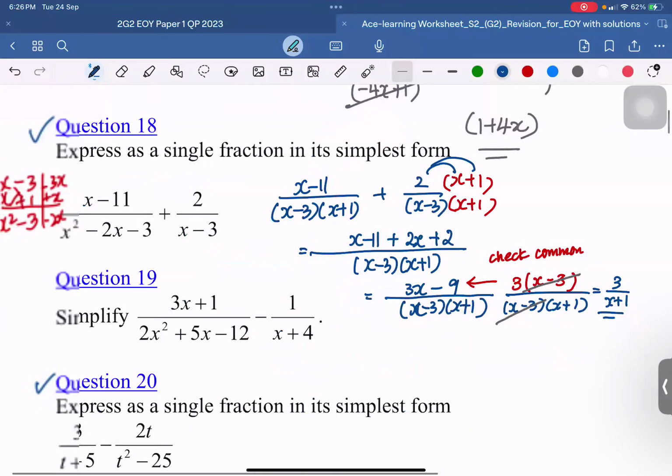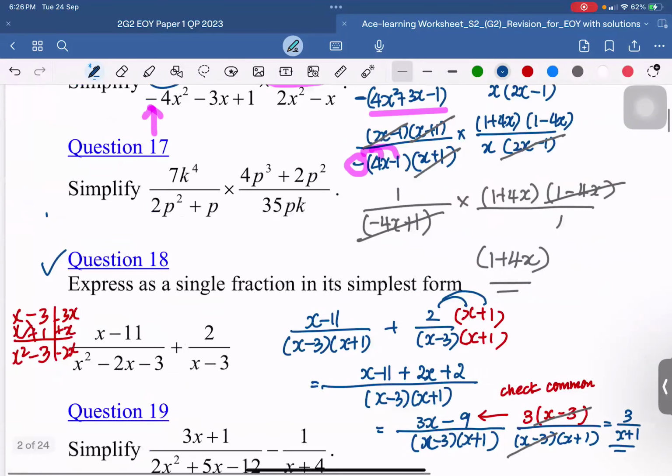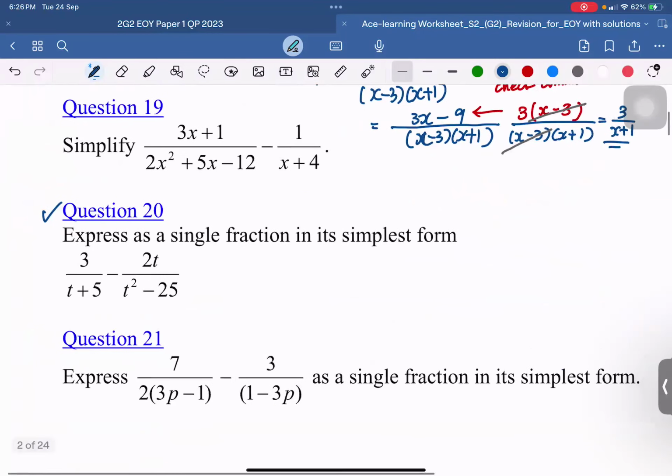So this question, question number 18, you see the teacher gives a lot of this kind of pattern. Okay, next question, we try one more.